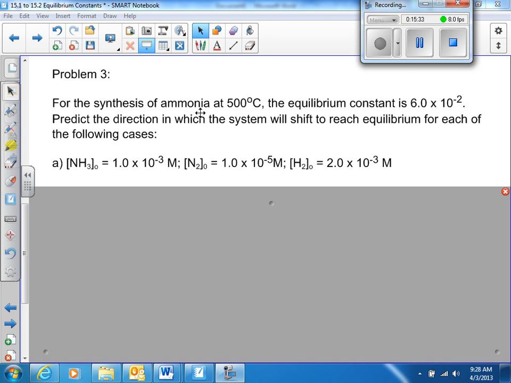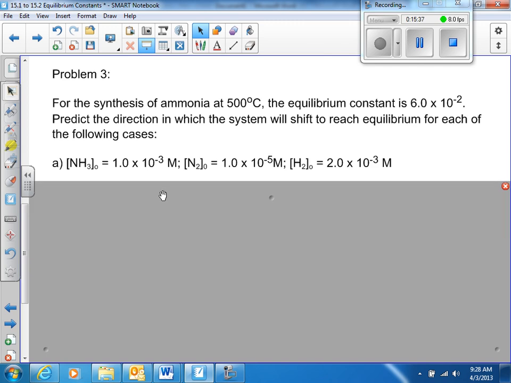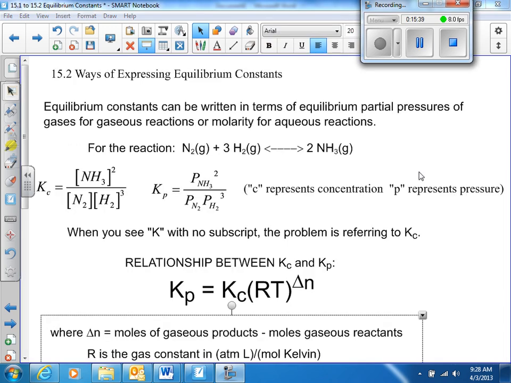We're synthesizing ammonia. We have the reaction written somewhere else. Hang on a second. That reaction was over here on, I don't know, the second or third page. So this is the reaction we're working with. It's very important that you need your reaction in order to figure out your Q's. So that's our reaction we're working with.